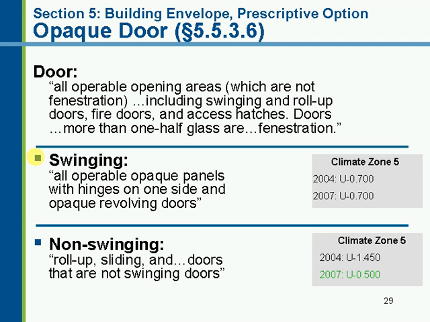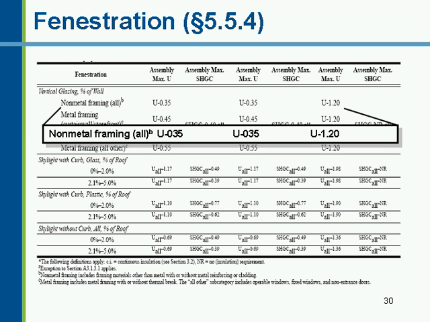So if it's a swinging door, like a fire exit door, and opaque revolving doors, that's a rare situation, but there are a few of those, then the U factor is required to be 0.7. If it's a non-swinging door, so a roll-up door, the U factor requirement for 2007 has been reduced to 0.50. It used to be 1.45, which was essentially uninsulated. So now it means that these non-swinging doors, these warehouse type of doors, are going to need to be insulated to comply with this criteria. So that's the overview of the opaque assemblies.